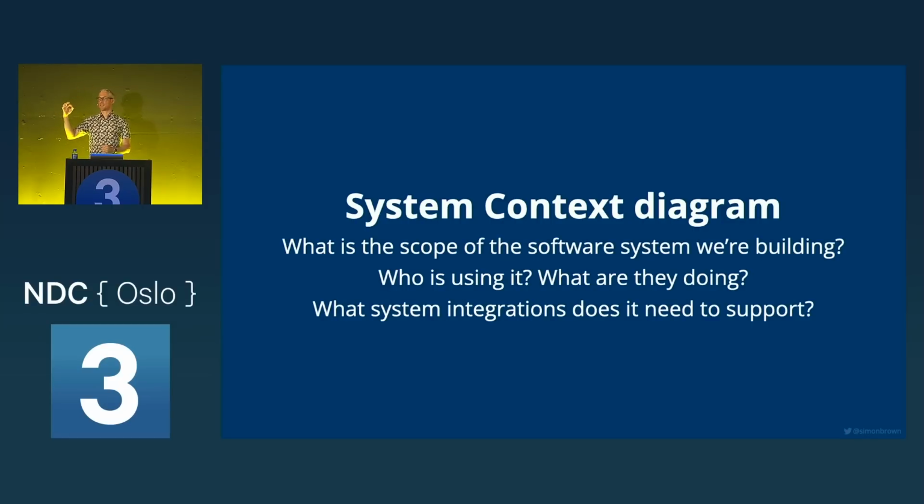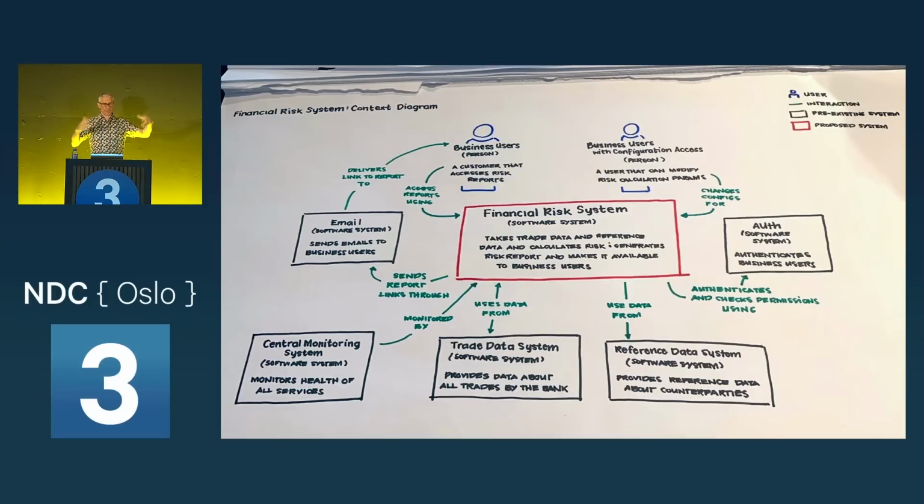Who is using the system we are building? Actors, roles, personas, real people. What types of things are they doing? And what system integration points do we need to support? Answer those questions, and you can draft up something like a context diagram.